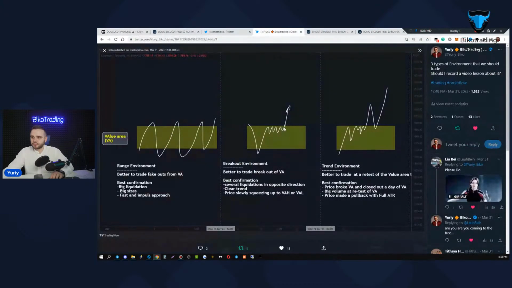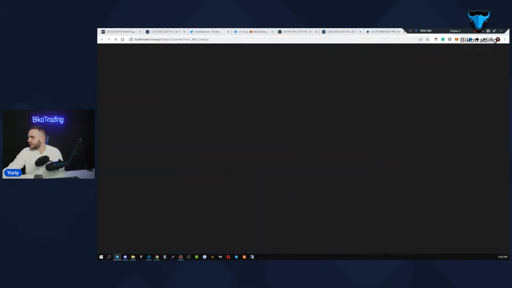Okay, about breakout environment, what could be additional, guys? Write in the comments your thoughts. What could be additional preconditions for breakout? What are your thoughts about additional preconditions for breakout? While you write it down, I will find an example of a breakout trade that I try to take.